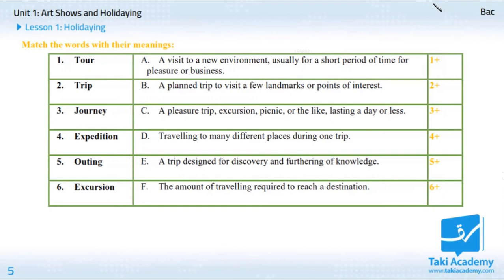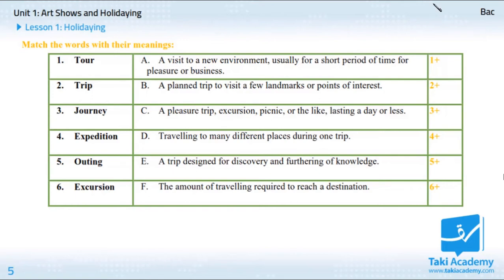So we have A, a visit to a new environment, usually for a short period of time for pleasure or business. B, a planned trip to visit a few landmarks or points of interest. C, a pleasure trip, excursion, picnic, or the like, lasting a day or less. D, traveling to many different places during one trip. E, a trip designed for discovery and furthering of knowledge. And finally, F, the amount of traveling required to reach a destination.